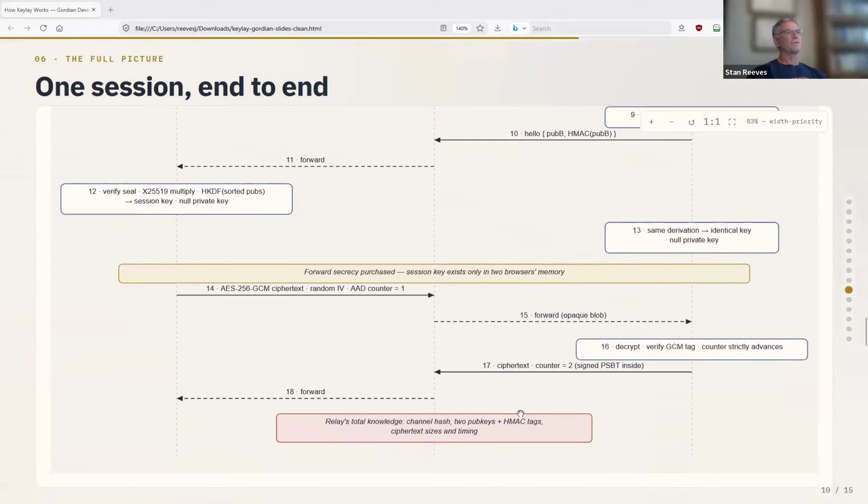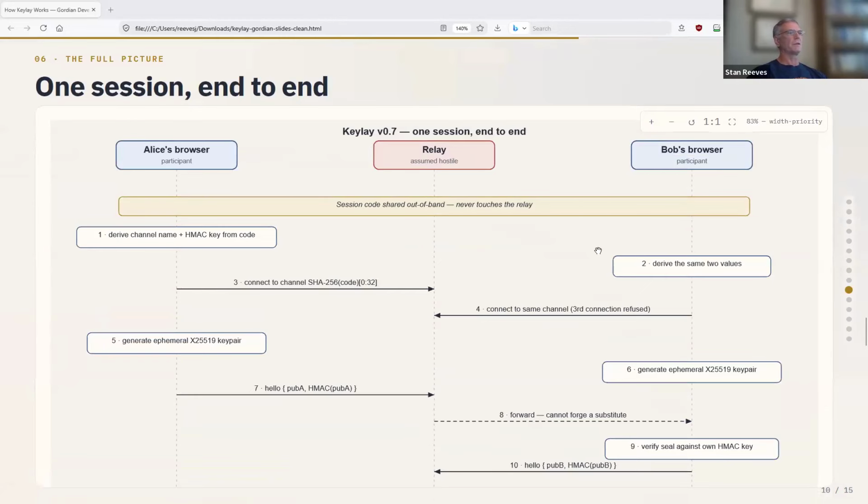All right, so this kind of shows you the process from end to end. You have two participants, Alice and Bob, and a relay in between. You share this session code out of band. Alice derives the channel name from the session code plus HMAC. Bob has the same code, so he does the same thing. They derive the same channel name through that same process, and that way they can connect through a WebSocket connection and talk to each other.